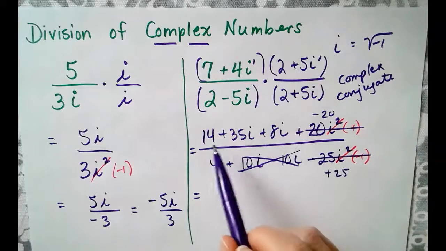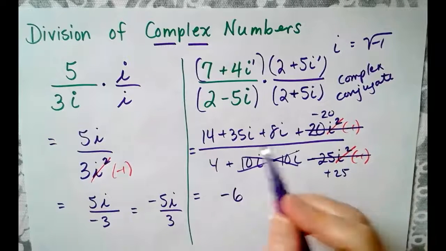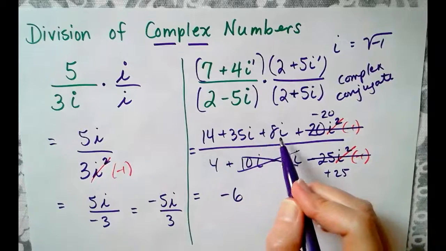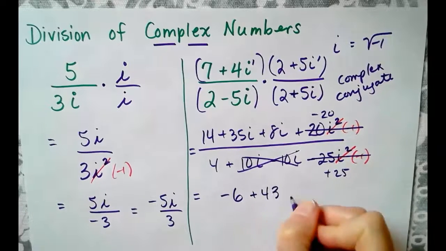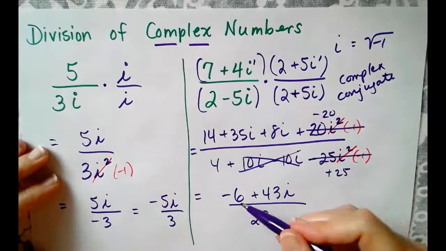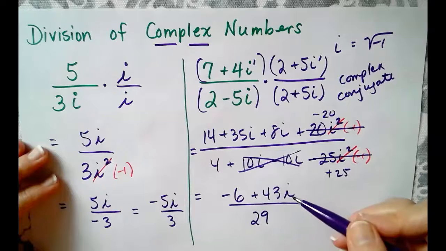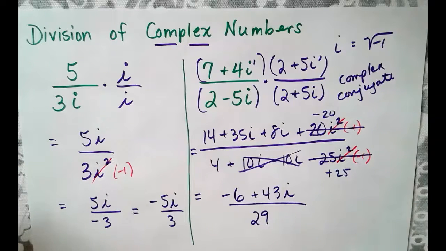So now in the numerator, 14 minus 20 is negative 6. 35i plus 8i is plus 43i, all over 4 plus 25, which is 29. And negative 6 and 43 do not have a common factor, therefore nothing will factor out, therefore nothing will cancel. So this is your brief video for treatment of complex numbers.